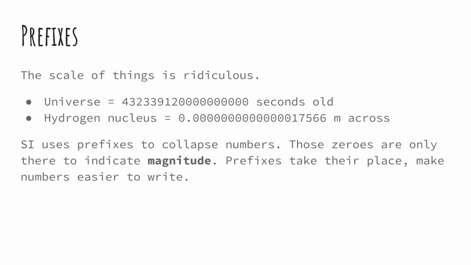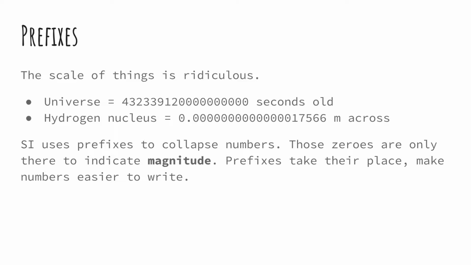Those numbers are just kind of crap. I mean, look at all those zeros. Those zeros are only there to tell us the size of the number. We can use prefixes instead. Not only will the prefix still tell us the size of the number, but it'll get rid of all those zeros. It makes it a heck of a lot easier to write those numbers. Okay, so that's what SI uses prefixes for. SI changes the scale of things. It's a way of telling you about the magnitude of the measurement.